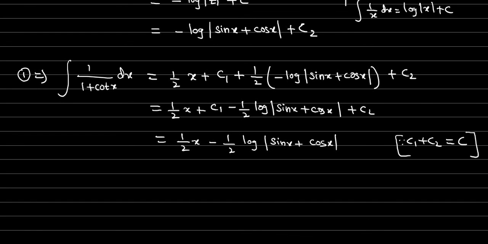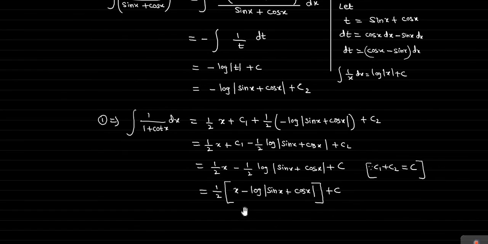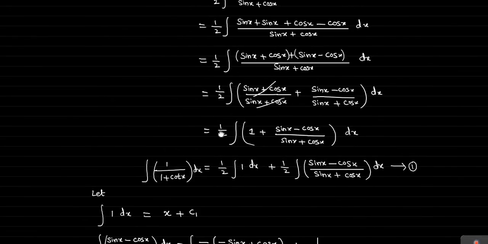So C1, C2 together, we can put 1C. If we want, now we can take 1 by 2 commonly outside. So x minus log modulus sin x plus cos x modulus, bracket close plus C. So that's all the solution of the 32nd sum.